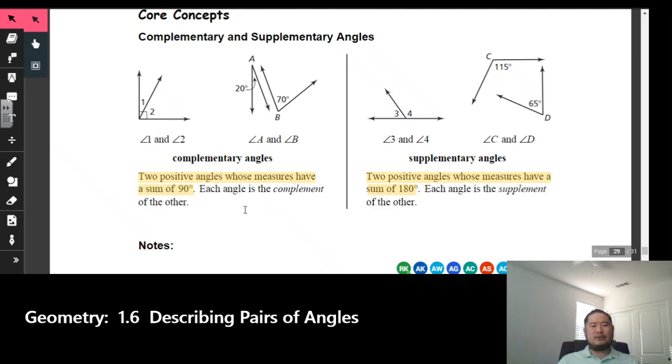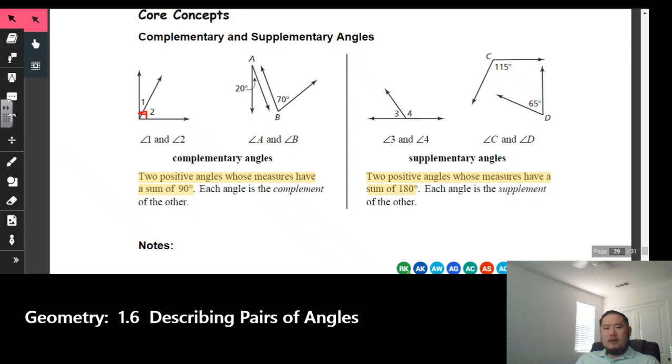Okay, complementary angles right here are two positive angles whose measures have a sum of 90 degrees, meaning that they add up to 90 degrees. If you look at the diagrams right here, in the first one, angles 1 and 2 happen to be right next to each other. They share a common ray, as you can see right here. How do I know they're 90 degrees? As you can see, there is this little square that shows up, and that is the symbol once again for a 90-degree angle or a right angle.